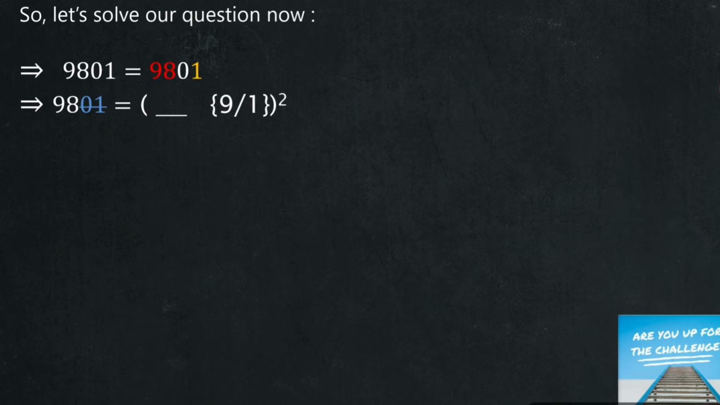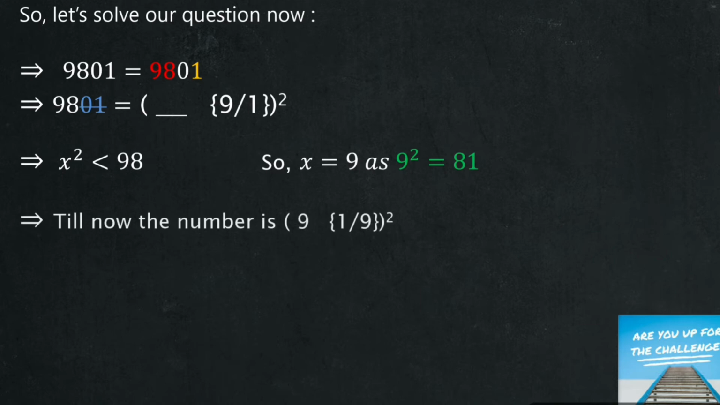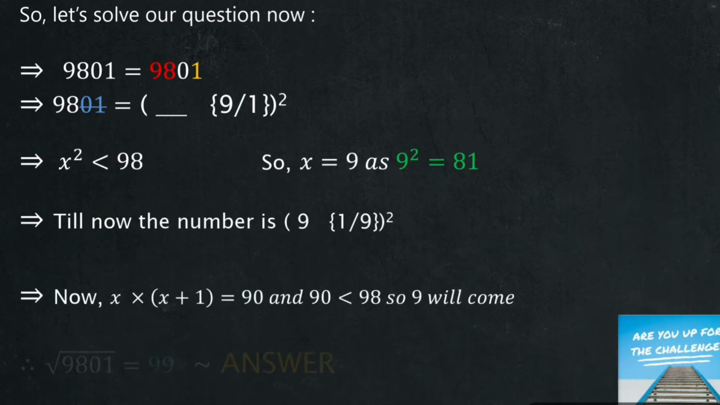98, 90 is smaller, 81 is just smaller, so we are going to use 9. 9 into 10 is 90, and 90 is smaller than 98, so the larger number will come. That means 99 is our answer. Hope you get it, right?